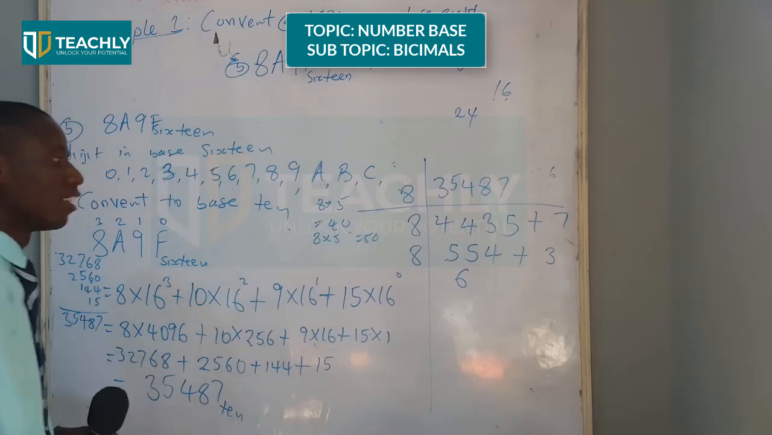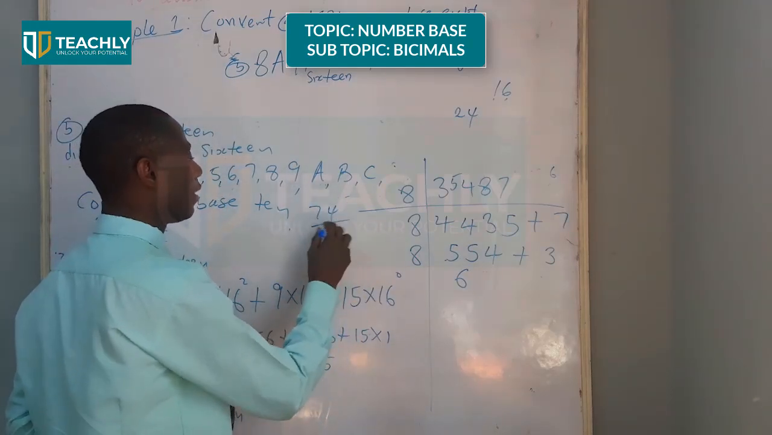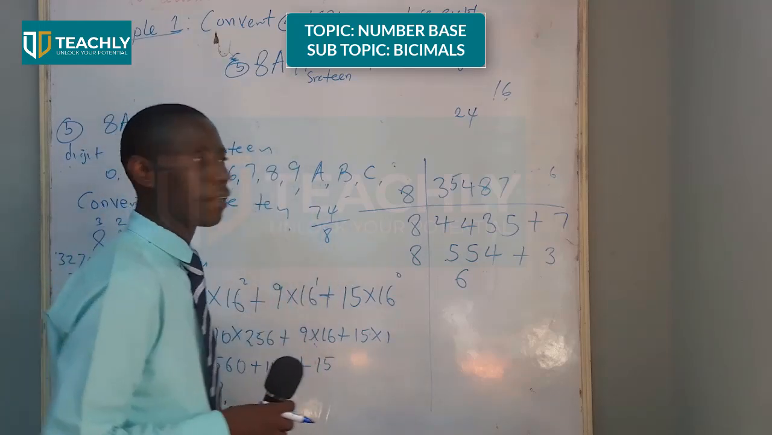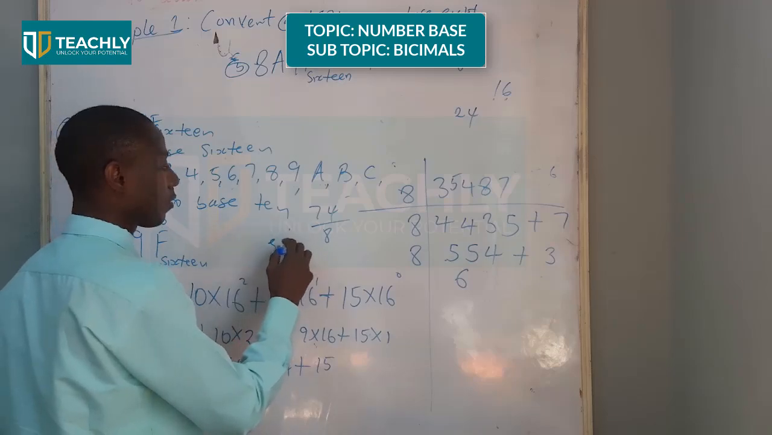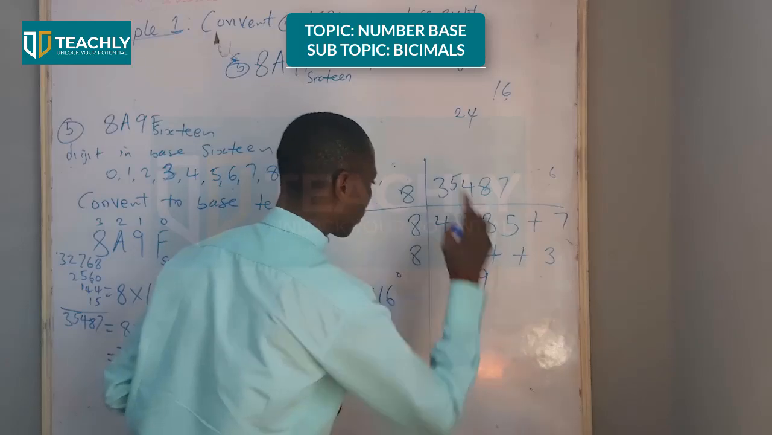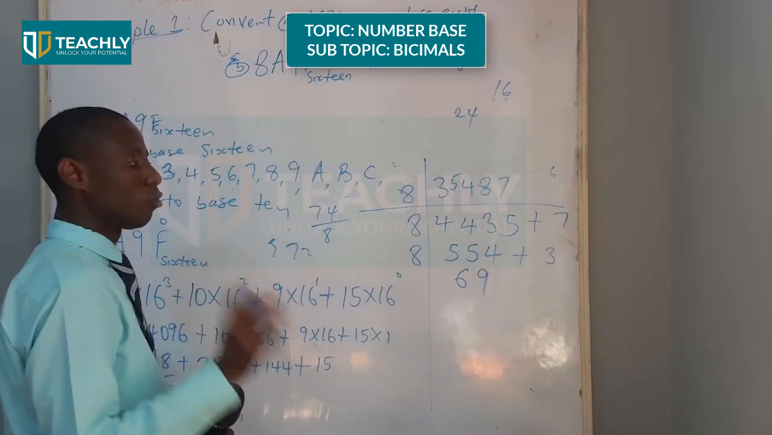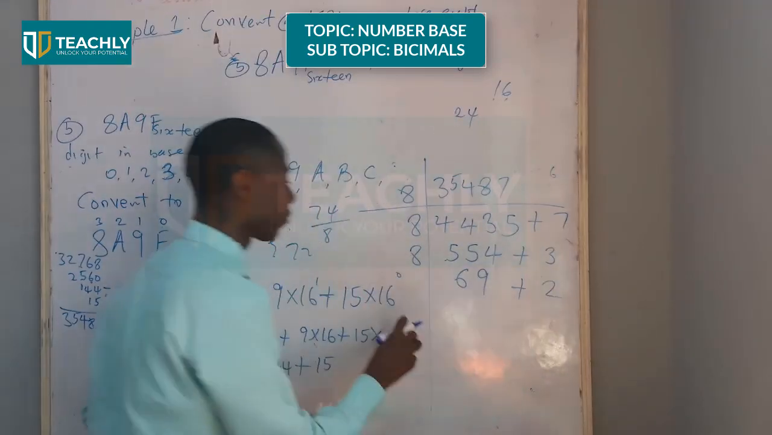So now, how many 8 will you find in 74? So you can say that 8 times 8 is 64. 8 times 9, that's 72. So we can get 9. So we are going to get 9, which is 72. Remove 72 from 74. Remainder 2. You put that 2 here like this.